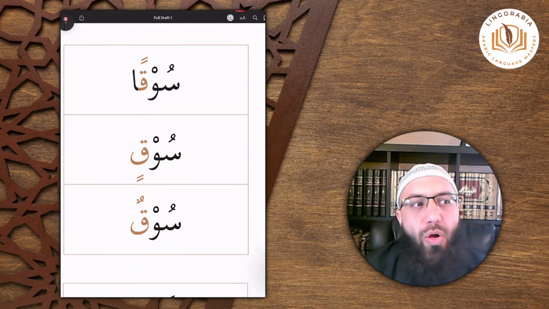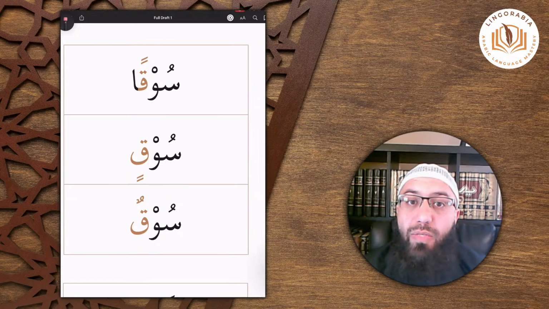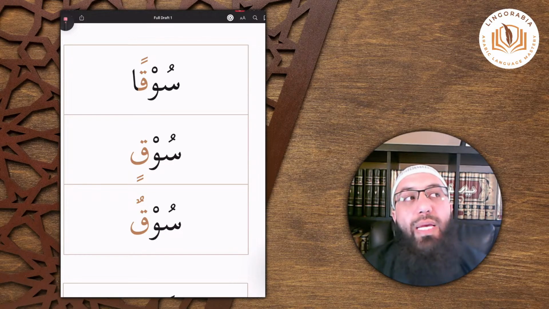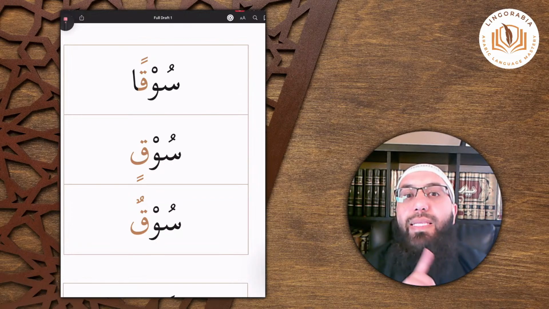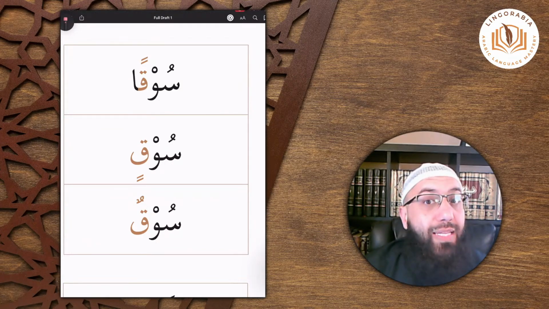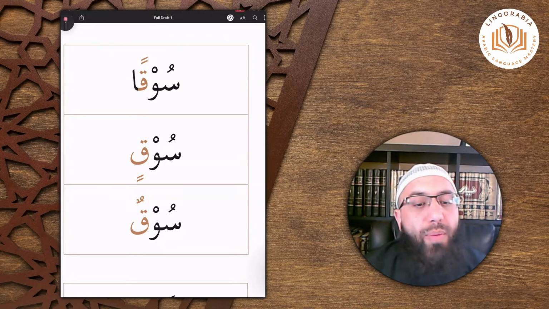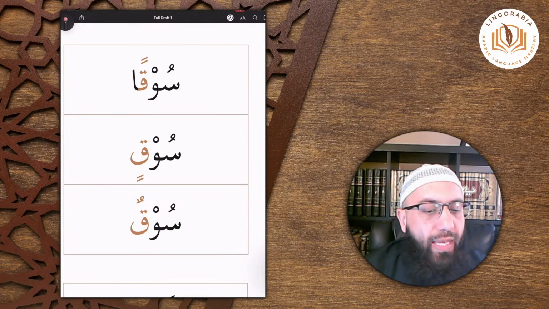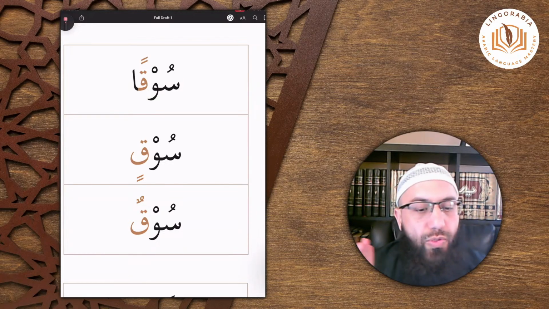You either read the tanween or you read the alif, depending on where we find the word in the sentence. If it is in the middle of the sentence, we read the tanween and we say suqan. But if it is at the end, then what do we do? We drop the tanween and we read the alif. So suqa.